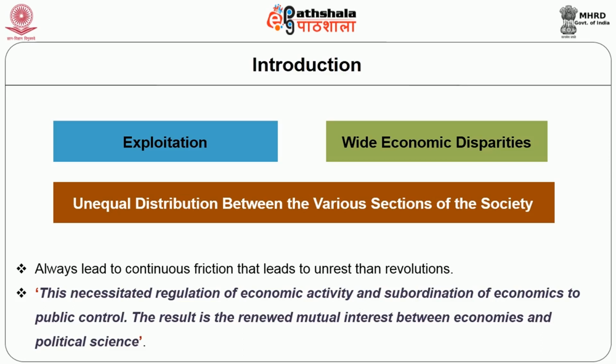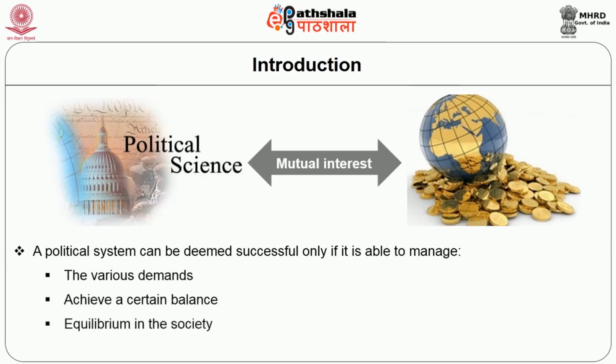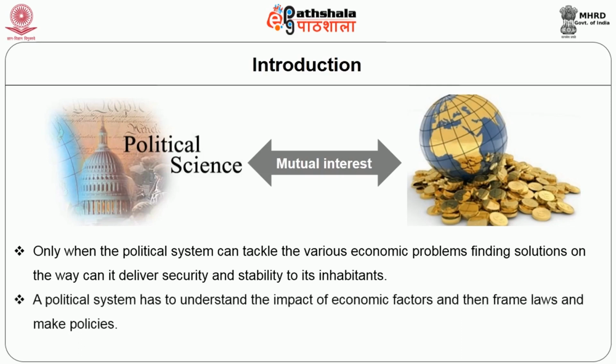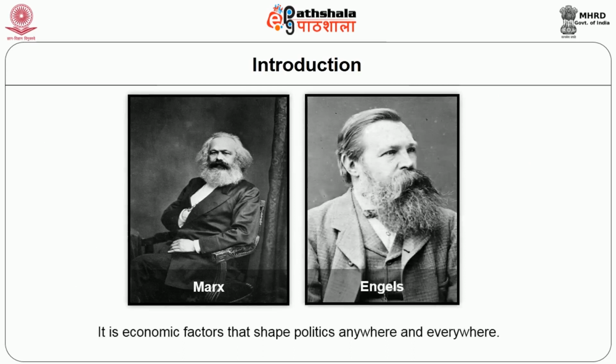The result is a renewed mutual interest between economics and political science. A political system can be deemed successful only if it is able to manage the various demands and achieve a certain balance, an equilibrium, in society. Only when the political system can tackle the various economic problems, finding solutions on the way, can it deliver security and stability to its inhabitants. A political system has to understand the impact of economic factors and then frame laws and make policies. According to Marx and Engels, it is the economic factor that shapes politics anywhere and everywhere.